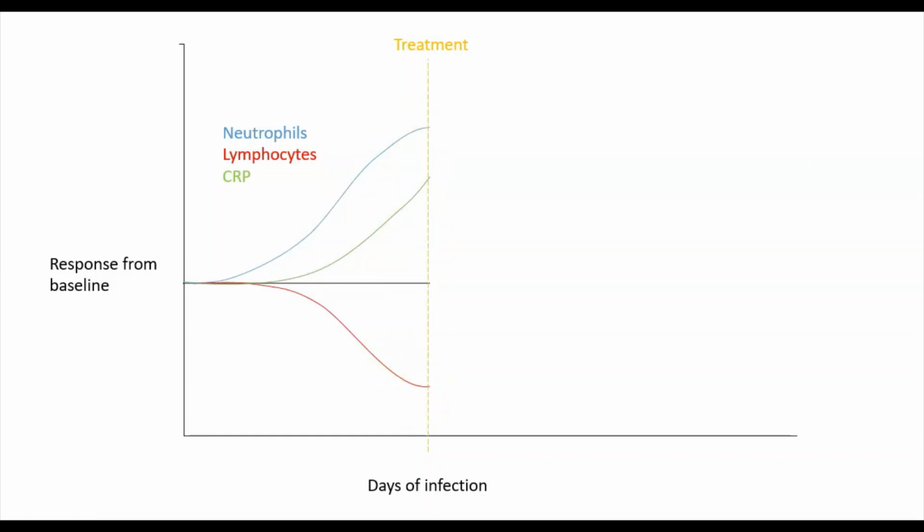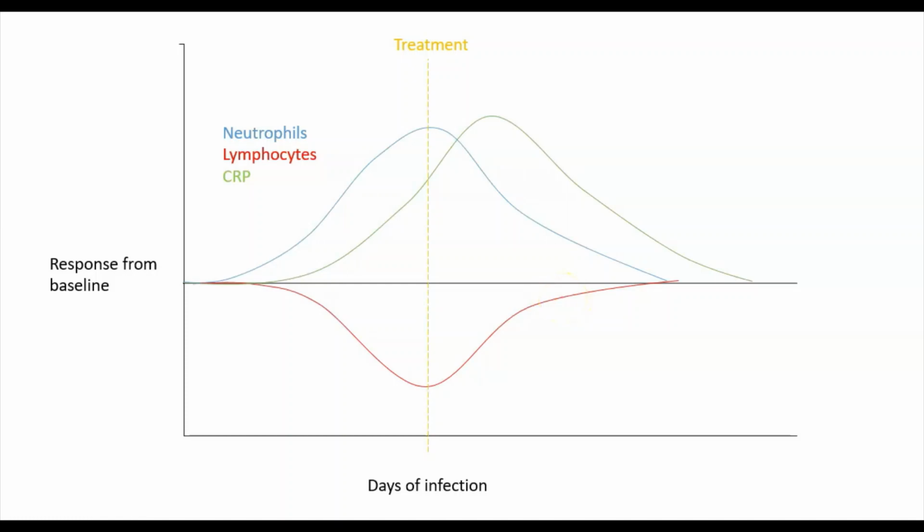Now, what happens to these parameters after we initiate successful treatment of the infection, which is depicted by this orange line here? Well, as the treatment successfully clears the antigenic stimulus, we then lose the production of the pro-inflammatory cytokine, which will therefore lead to a resolution of the neutrophilia and the lymphopenia.